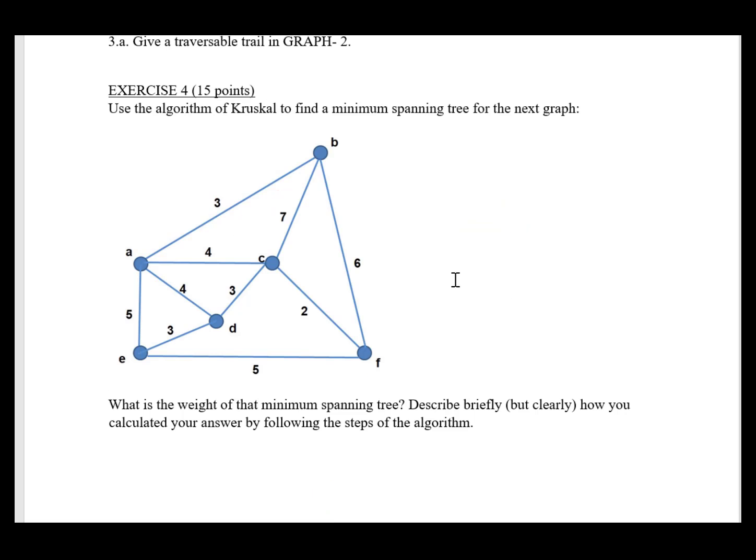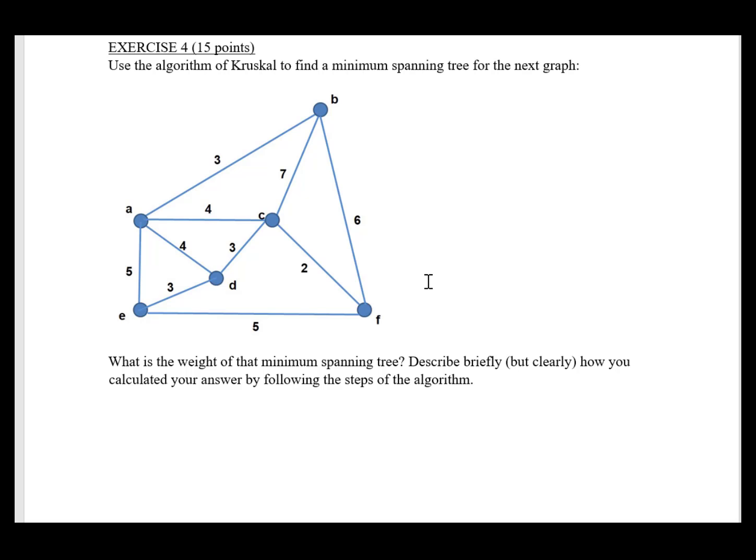Exercise 4. Use Kruskal's algorithm to find a minimum spanning tree. Kruskal's algorithm just tells us that we have to start with the smallest weighted edge, so that's this one, and then just take every time the smallest edge so far without making a cycle. So let's take this one, and we have a 3, we have a 3, we have a 3, and it's all still possible. I still don't have any connections.